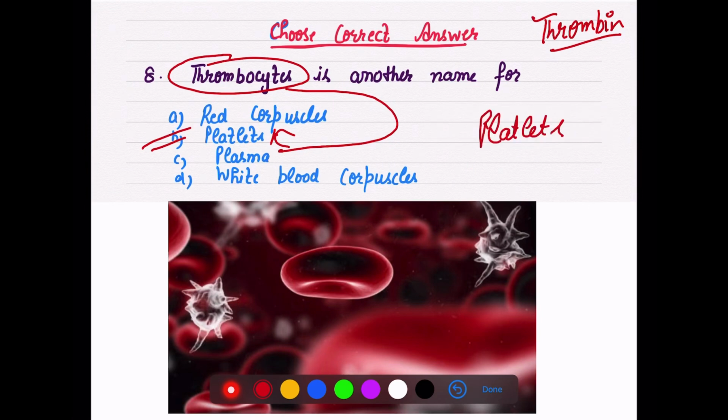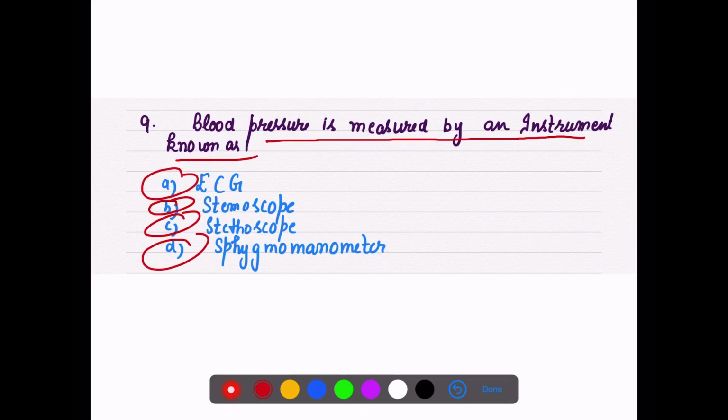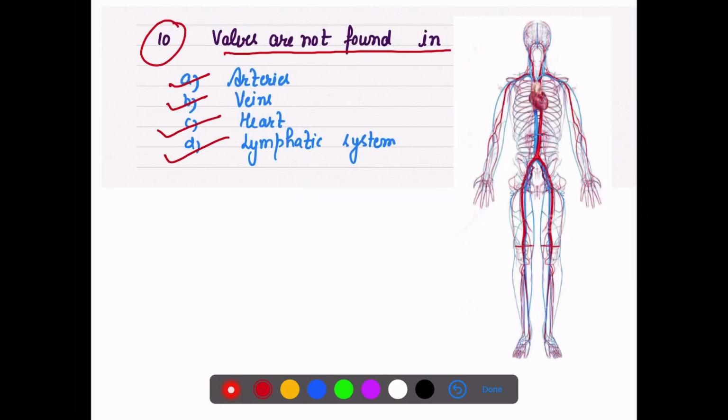Let's move to the question number 9. Blood pressure is measured by an instrument which is known as, so the correct answer for this is sphygmomanometer. That is answer D. And the last, valves are not found in arteries. So this is the right answer. So here we are finished with our game.